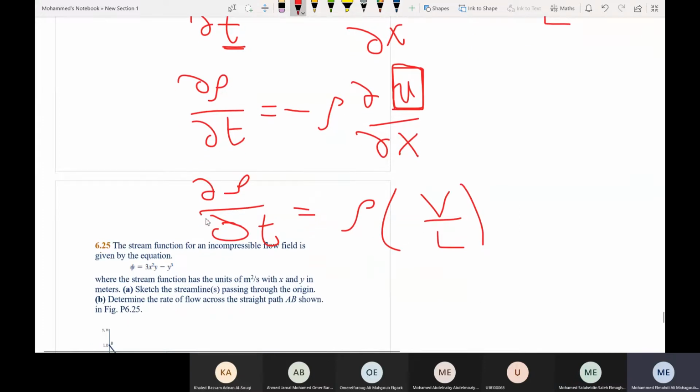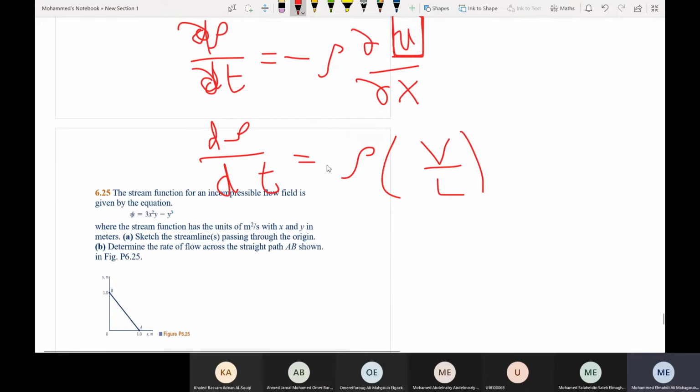So now we are left with a separable differential equation. Why is this a separable differential equation? I forgot to change this partial derivative to an exact derivative, because rho is only a function of time. So we can change this to an exact derivative. Now for this separable differential equation, I can divide by rho and multiply by dt. This is what I am left with.